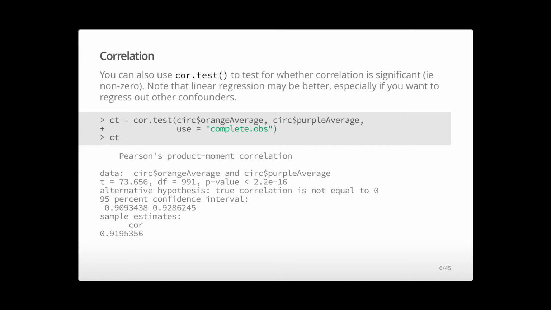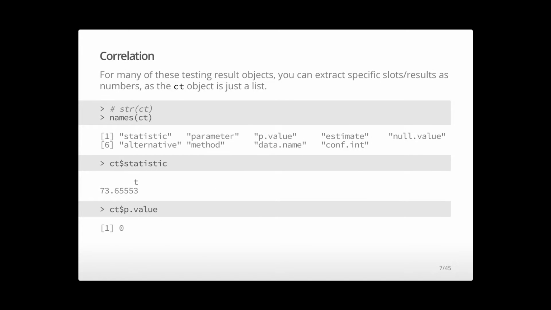So it says we're doing a Pearson correlation. This is the data that was put in here. This is the t-statistic, the degrees of freedom. This is the p-value associated with the correlation being 0. Alternative hypothesis, again, it's just letting you know what it is. 95% confidence interval on the correlation and the estimate of the correlation itself. Okay. So all those things are stored in that object. The things stored in that object are the statistic, the parameter, the p-value, the estimate, the null value, the alternative, the method, the data name, and the confidence interval.